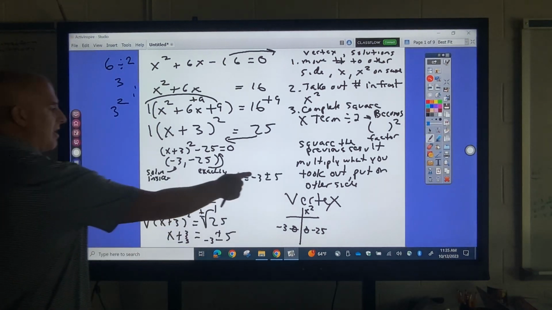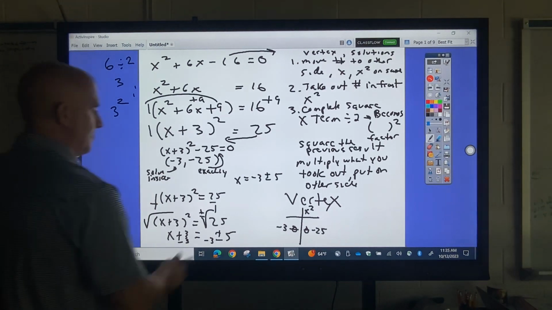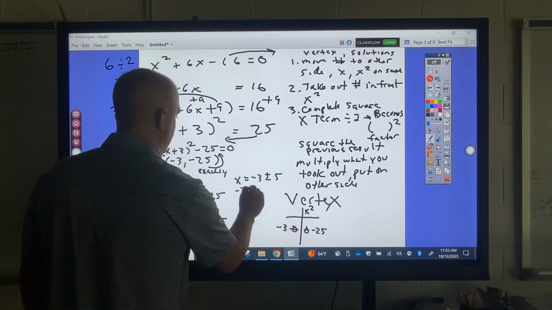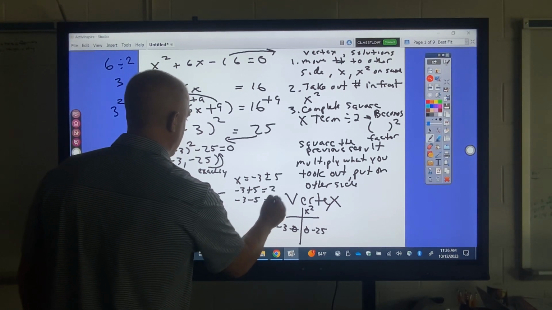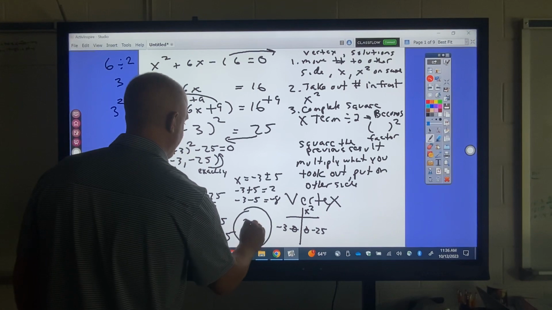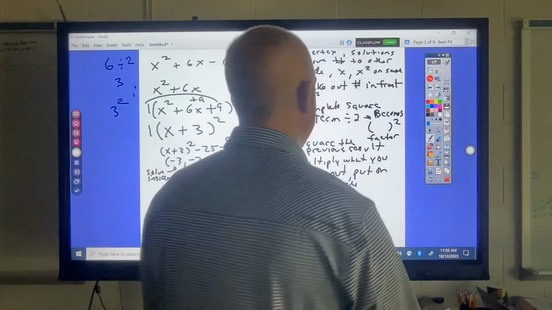Now, someone might say, Mr. Evans, why don't you put it back here? When we get to radicals, you're going to want to have it out front. So what that means is negative 3 plus 5, which is 2, and negative 3 minus 5, which is negative 8. So my solutions here are 2 and negative 8. And that's how you get your answer.